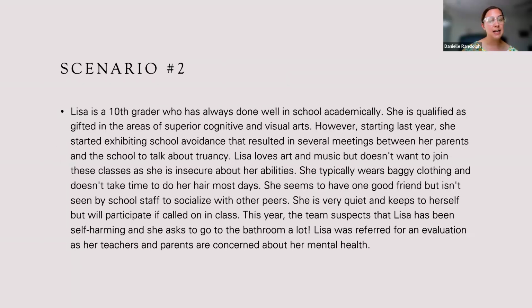Okay, next we have Lisa. So Lisa has always done well in school academically. She's a 10th grader. She's qualified as gifted in the areas of superior cognitive and visual arts. However, last year she started exhibiting some school avoidance that resulted in several meetings between her parents and the school to talk about truancy. Lisa loves art and music, but doesn't want to join those classes because she's insecure about her abilities. She typically wears baggy clothing and doesn't take time to do her hair most days.